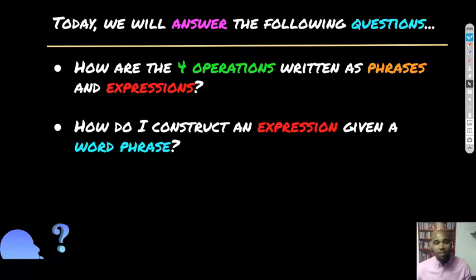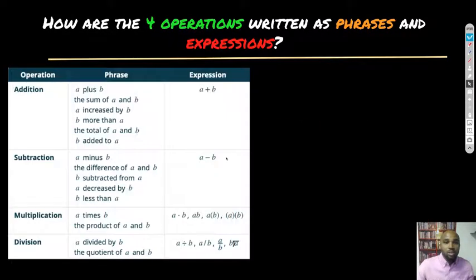Very important topic because this is the heart of algebra. I won't say the heart, but this is a very big part because in real life, we're translating situations into algebraic expressions and equations because that's the whole point, not just running through numbers, but really trying to make sense of the world around us by identifying patterns and such. So, answering the first question, how are the four operations written as phrases?